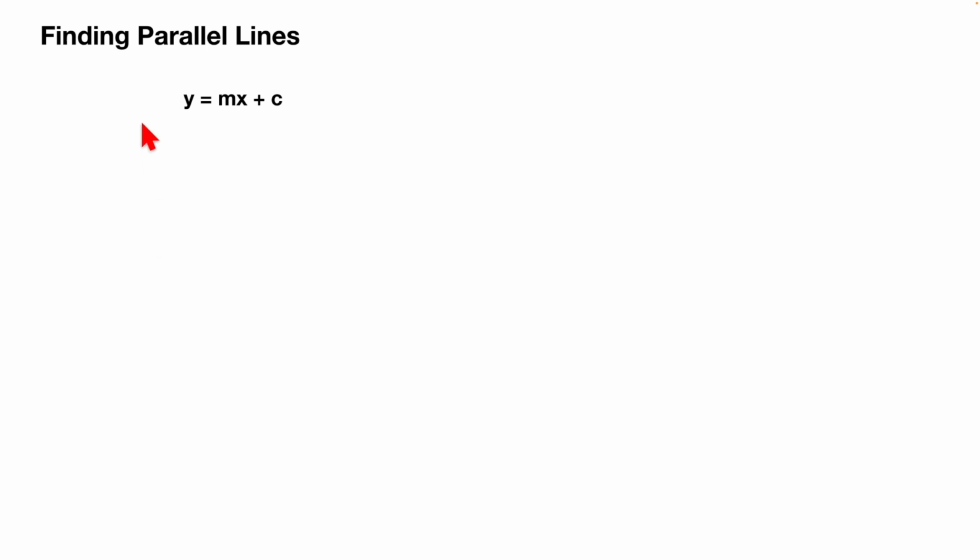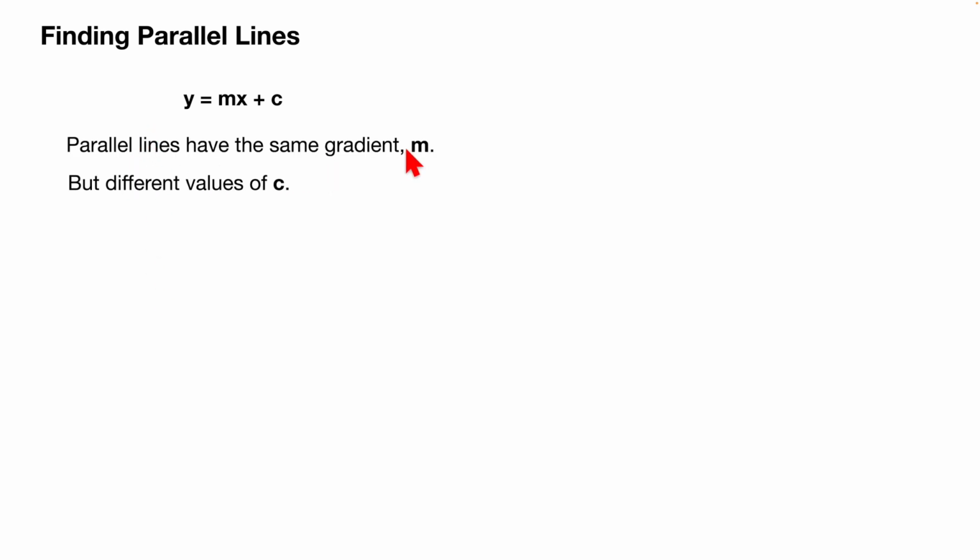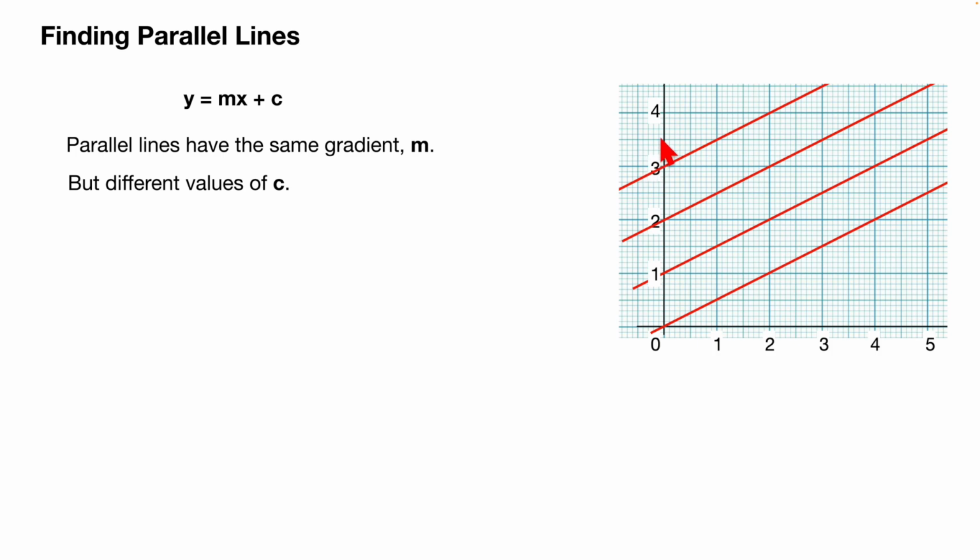Here's our basic equation. Parallel lines have the same gradient m, different values of c. Here's our blown up graph, and we can see that this is y equals a half x plus 3. The y-intercept is 3, here it's 2, here it's 1, and here it's 0. We don't need to say it at all. Y equals a half x. Let's look at an example question.